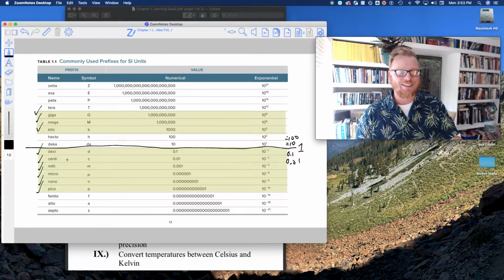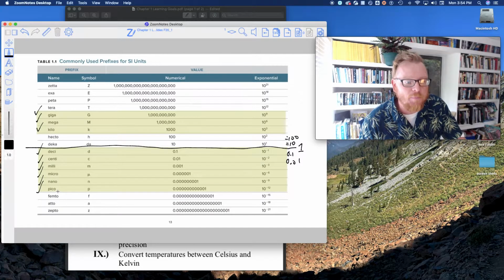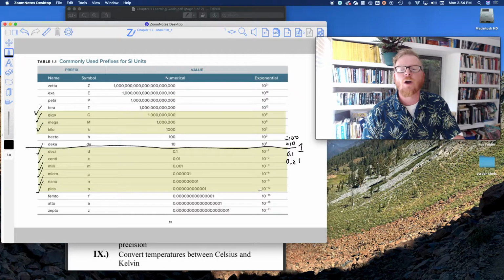Okay. So deci is 1/10. Centi is 1/100th, right? 1 over 100. Milli is 1 over 1,000. Micro is 1 over 1,000,000. Nano is 1 over 1,000,000,000. And pico is 1 over 1,000,000,000,000.